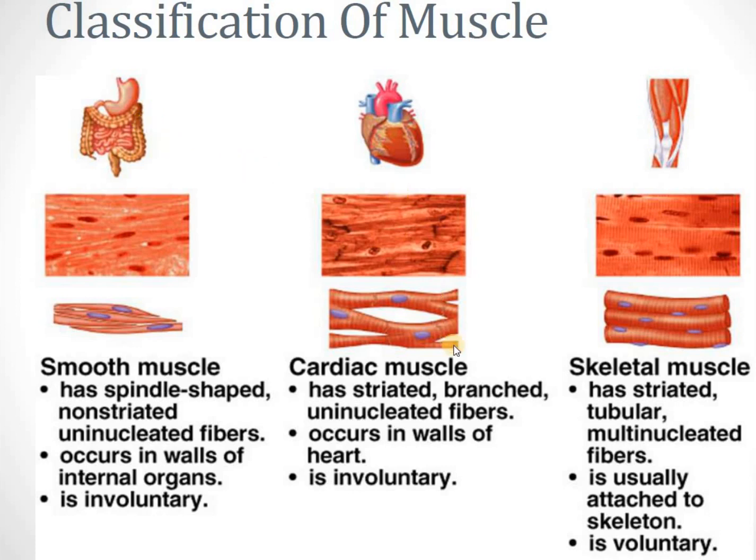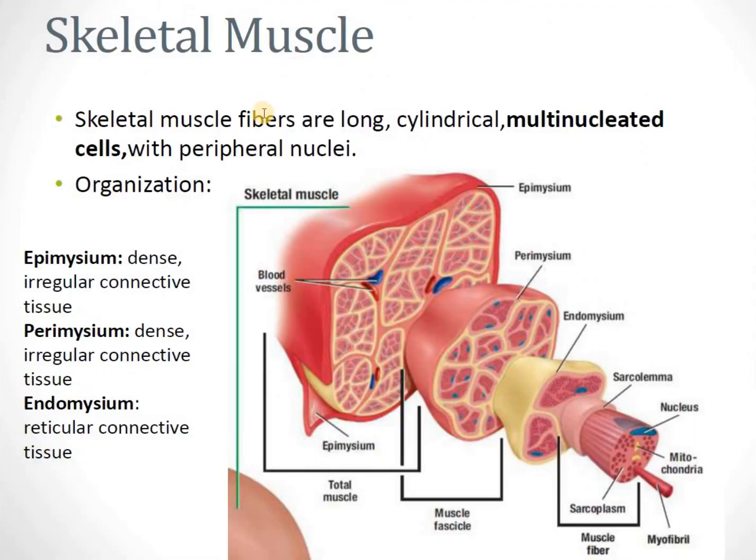Then the cardiac muscles, they are striated, branched and uninucleated fibers, occurring in the walls of the heart. The smooth and the cardiac muscles are involuntary muscles, whereas the skeletal muscles are striated, tubular and multinucleated because they require a lot of energy, and they are attached to the skeleton and are the only voluntary muscle. So smooth and cardiac are involuntary muscles, whereas the skeletal muscle is a voluntary muscle. First, we will see about the skeletal muscle.